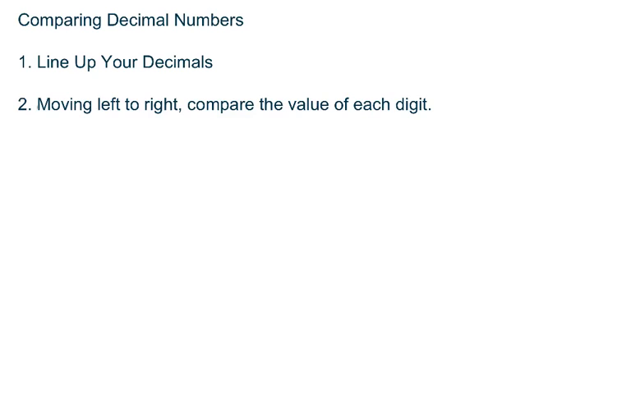Okay. Let's try another example. Let's compare 67 and 371 thousandths to 67 and 317 thousandths. Again, we are lining up those decimal places. Okay, so then we start on the left-hand side, moving left to right, and compare the digits. We have a 6 and a 6 in the tens place.